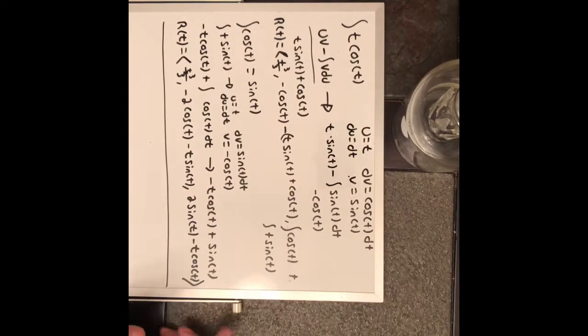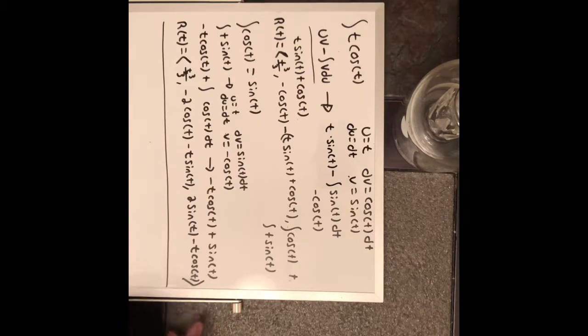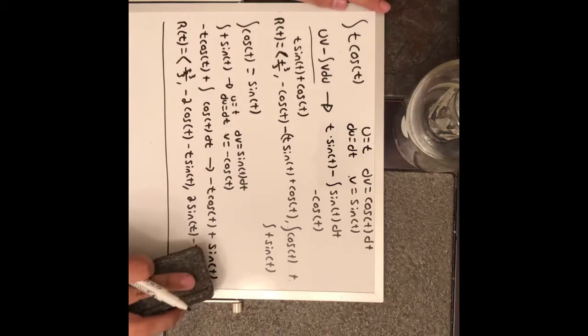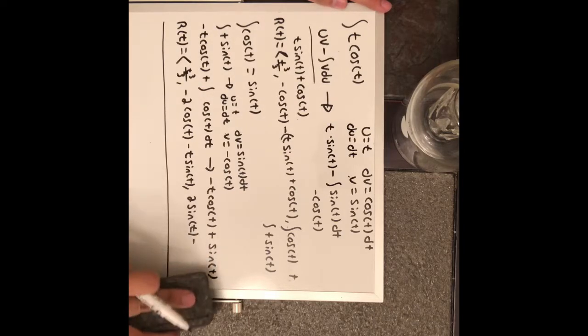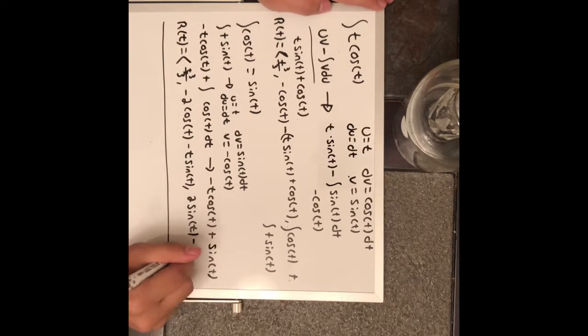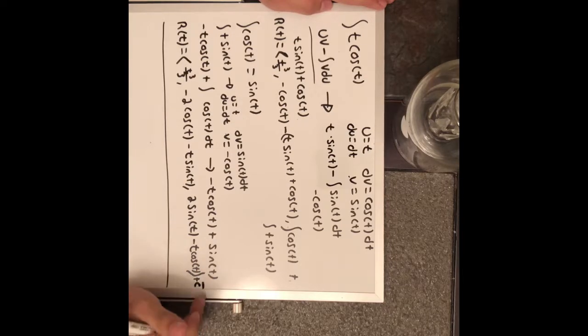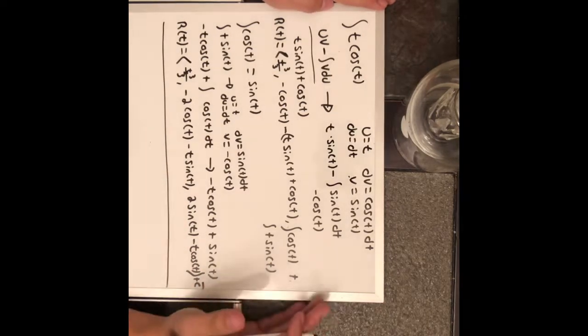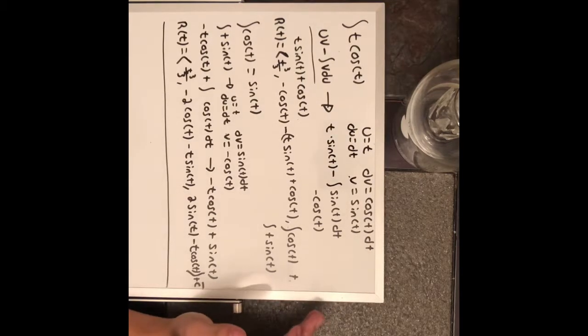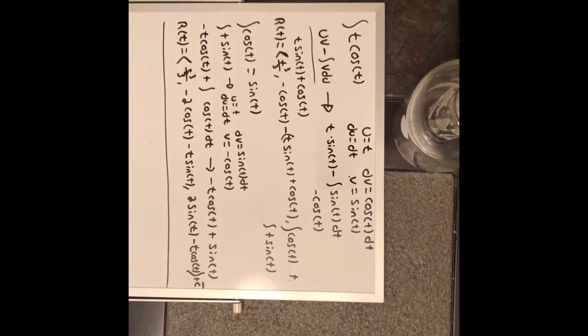Let us not forget that this is an indefinite integral. I happen to have just run out of room here. So this was a negative t cosine t. And on the outside we should have a plus C vector, because it's going to be included in all three variables in our vector. So this, and this, and this all have plus C.